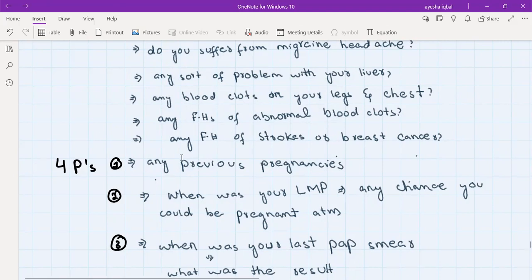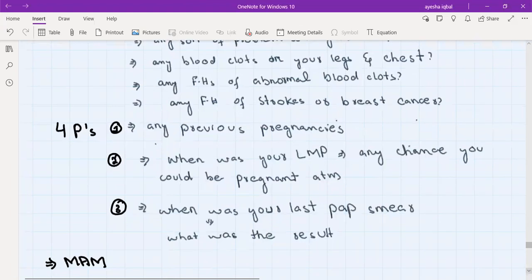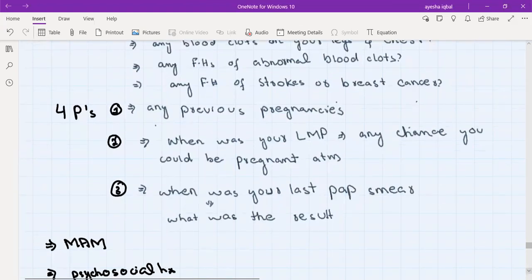So basically pregnancy. Any previous pregnancies, when was your last menstrual period, and any chance you are pregnant at the moment. So this is also leading on to the contraindications of pregnancy and being less than 6 weeks postpartum, because with these questions you will know about that information as well.